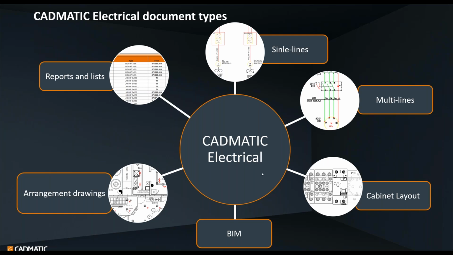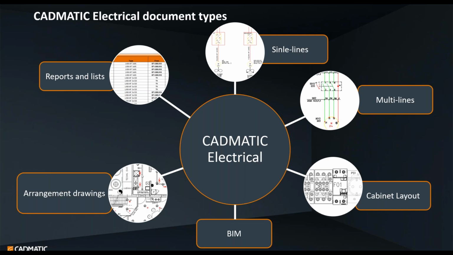Well, you can see CADMATIC Electrical is now written in the middle here, and all these different drawings are going right and left, top and bottom. And that means that CADMATIC Electrical can also be thought of as the database of the project. So if you draw a multi-line drawing, create anything, you have the cable type here, for example, going from the safety switch to the motor.